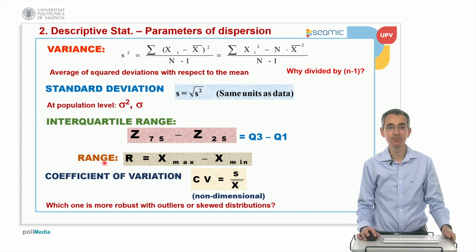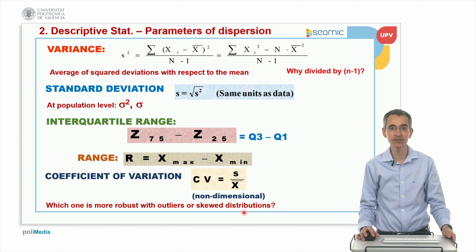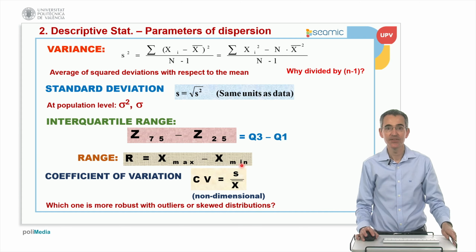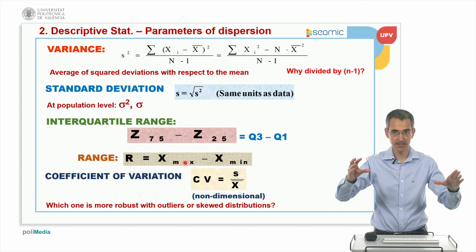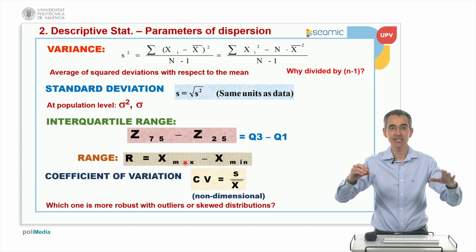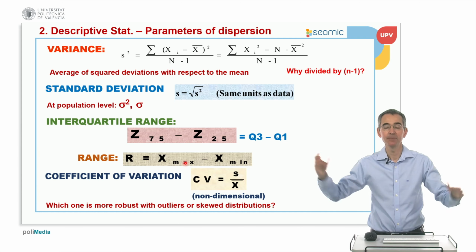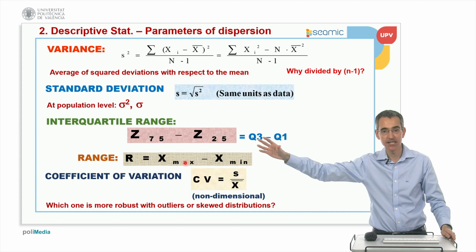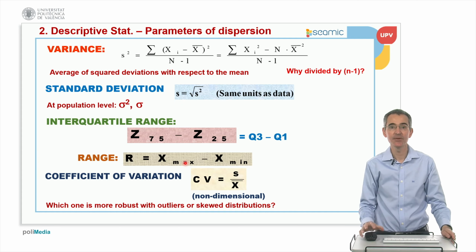Which one is more robust in the case of outliers or in the case of skewed distributions? This is a very good question. The range is not robust. Imagine that I have an outlier. The range is obviously much affected by that outlier. Imagine that a value is very, very high and it is erroneous, the range will be much affected by that outlier. And also the variance.